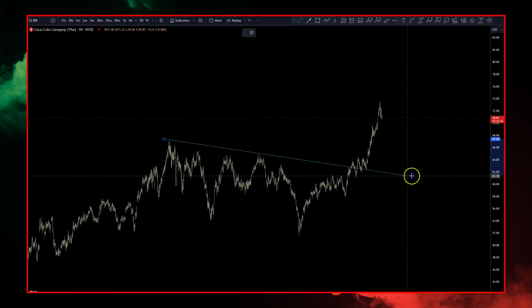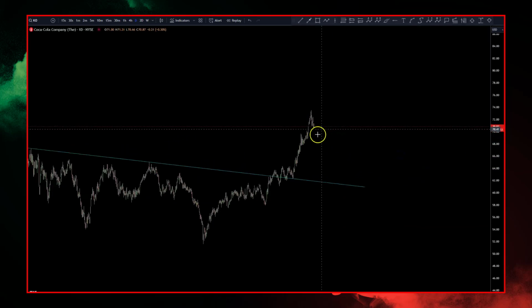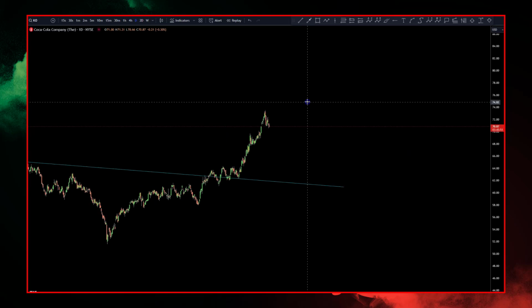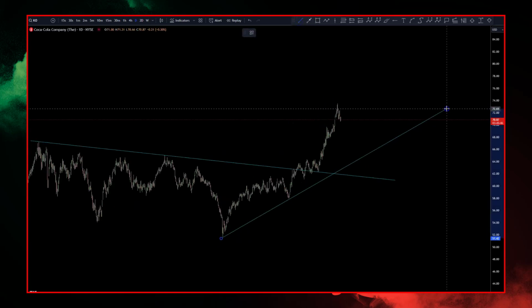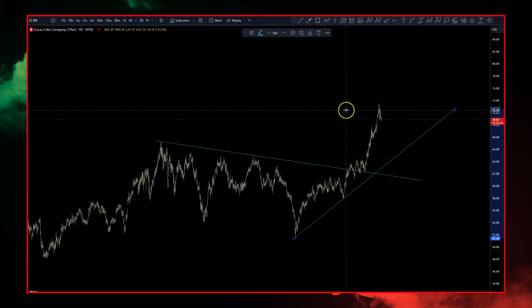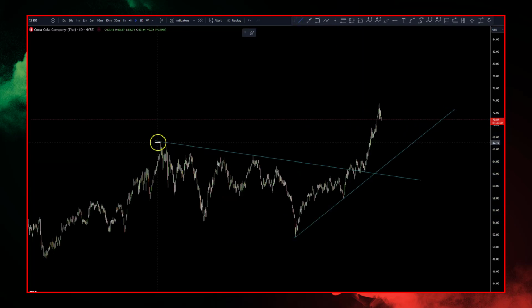So the first thing we see here is that was a nice little breakout there. But other than that, Coca-Cola is just kind of rolling right now. The only other trend line I would draw will be something like that. So if it comes back here, that could potentially be something. And here's another one right here.